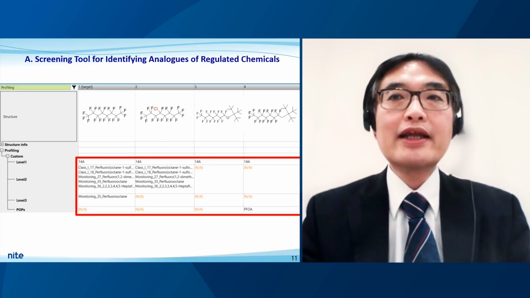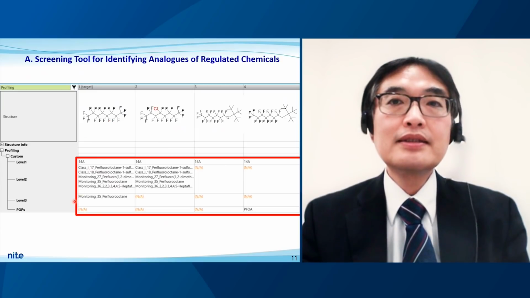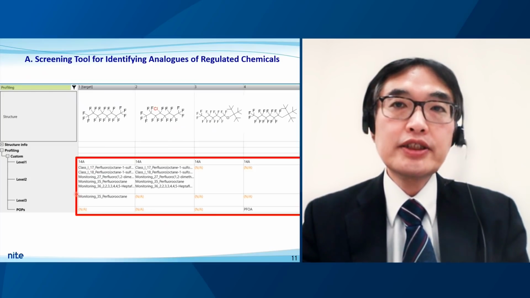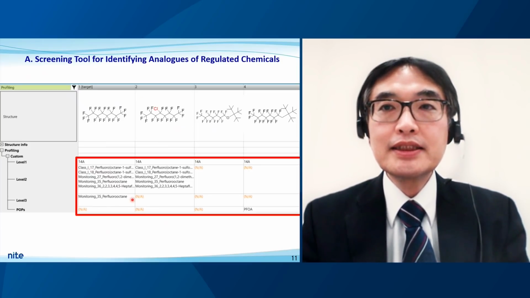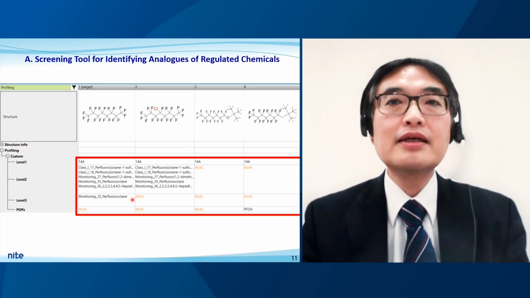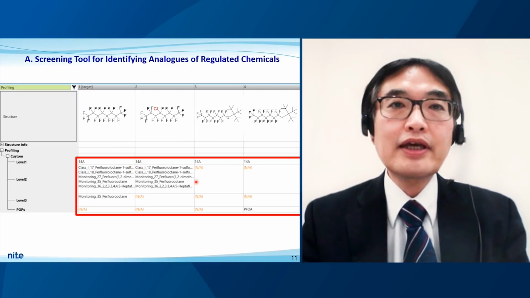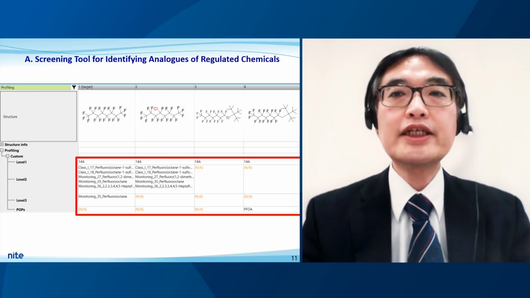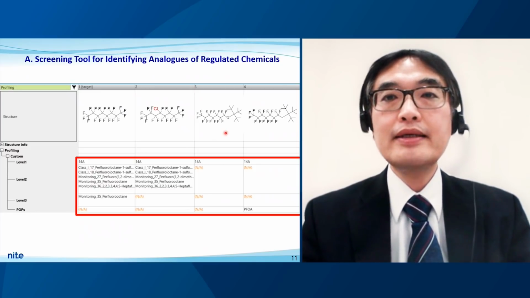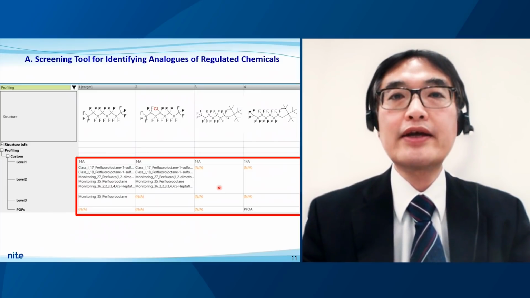This is an example of the profiling result by the custom profilers. The first chemical matches a CSCL regulated chemical. The second one does not match any CSCL regulated chemicals, but this chemical is very similar to five regulated chemicals. The third one has a similar substructure to that of a CSCL regulated chemical. The fourth one matches a POPs chemical other than the CSCL regulated chemicals.